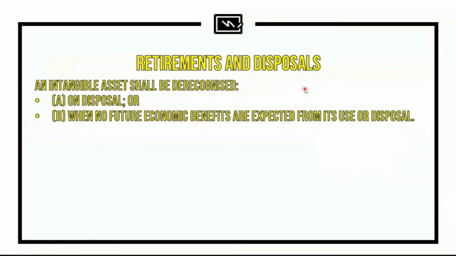Retirements and disposals. This is the second to the last topic. So an intangible asset shall be derecognized in your financial statements at the time of disposal, or even though it is still in your possession, the title is still with you, but if there are no longer economic benefits to be expected, then you need to derecognize it already. In other words, the value is already zero. Even if you still have the title to it, but it has no value anymore, then it will already be derecognized.